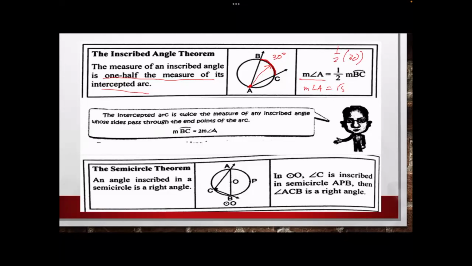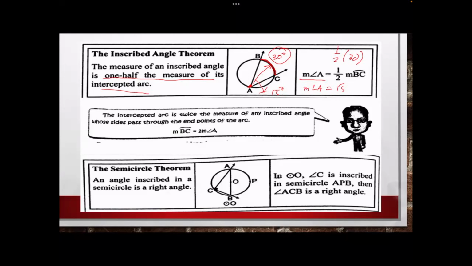So yun po yan. Next, the intercepted arc is twice the measure of any inscribed angle whose sides pass through the endpoints of the arc. So we have the measure of arc BC is equal to twice the measure of angle A. In this case, kung ito ay 15 degrees, twice daw yung nasa labas. Kung 15 siya, times 2, so magiging 30. Kung nasa labas naman siya at hinahanap yung nasa loob, divide mo sa 2, kaya magiging 15. Okay po ba? So yan po yung pagkakaiba ng dalawa. They are related. Pag sa loob, kalahati. Pag sa labas, twice.